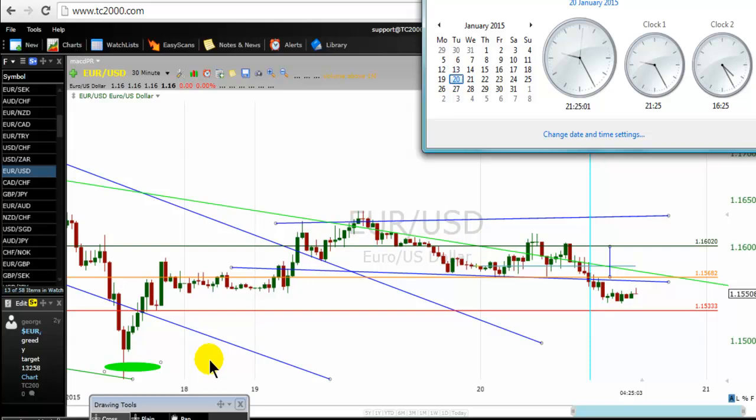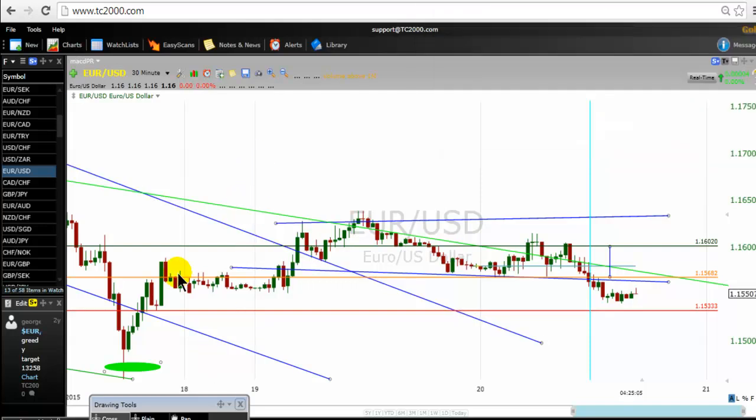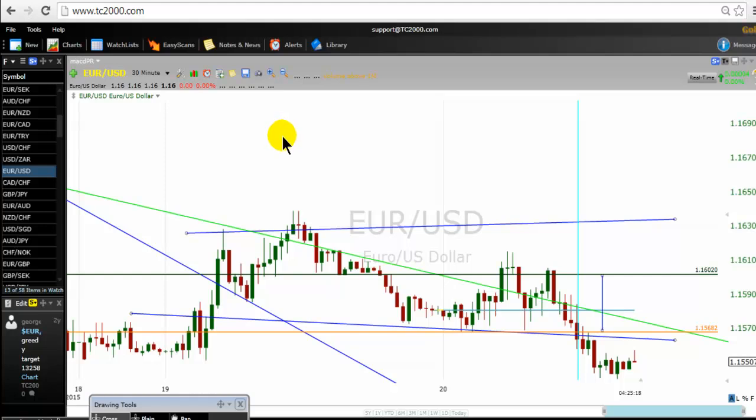Okay, I will pause the video again and I'll leave it as it is. I will not move my stop loss. I leave it at 115.33 and let it play because, as I told you, this is a risky trade. But I want to give it a chance and see what will happen.